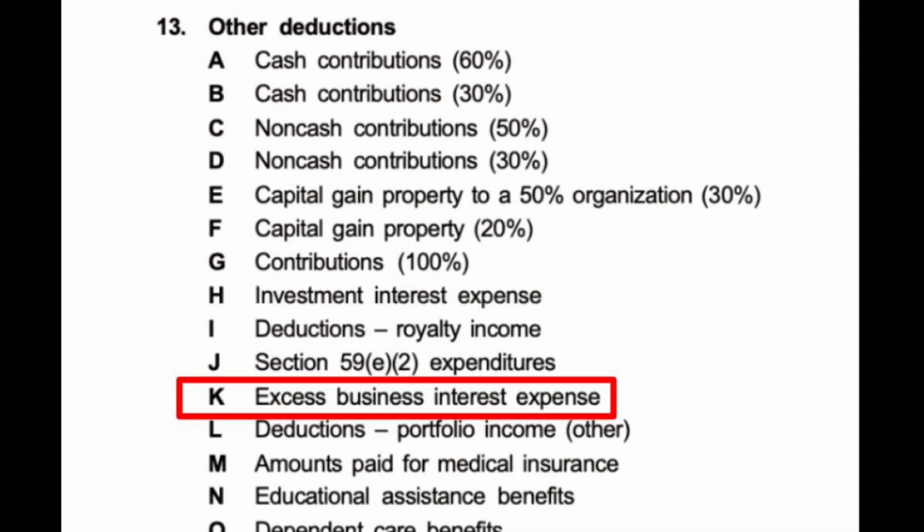Since I finally cracked it for my own return, I wanted to share my exact process with you, and hopefully this saves you the massive headaches I went through and makes the whole thing a lot more approachable. The line 13K is for excess business interest expense, and it is famous because it requires IRS Form 8990 and TurboTax does not support it. So it is causing a lot of pain for people doing their own taxes.